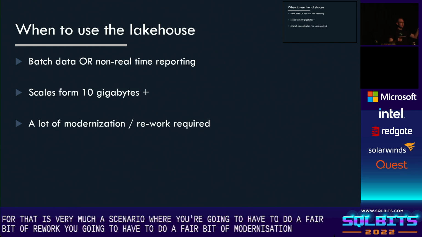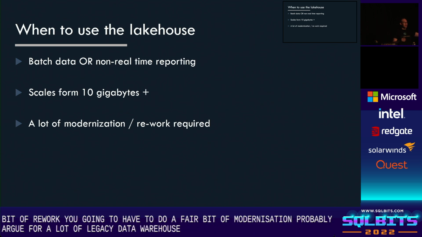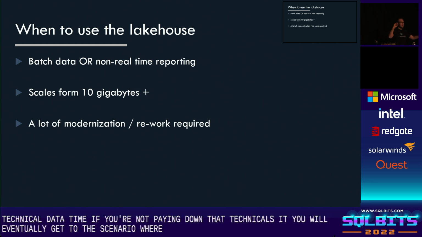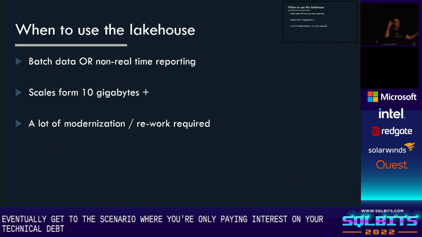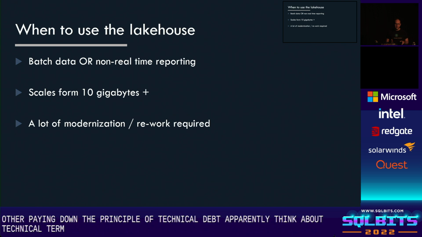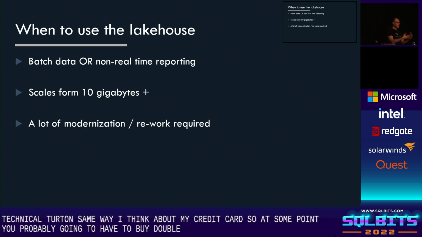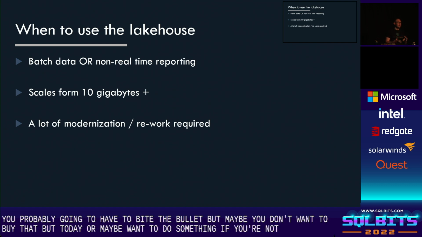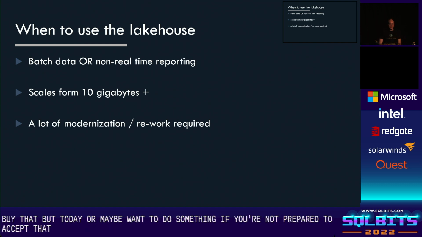Now, I would probably argue for a lot of legacy data warehouses, you've got to deal with that technical debt at some time, right? If you're not paying down that technical debt, you will eventually get to the scenario where you're only paying interest on it. Your team is killed by the interest payments as opposed to ever paying down the principal. I apparently think about technical debt in the same way I think about my credit card. So at some point, you're probably going to have to bite that bullet, but maybe you don't want to bite that bullet today, or maybe you want to do something more gradual. If you're not prepared to accept that, then just be forewarned.